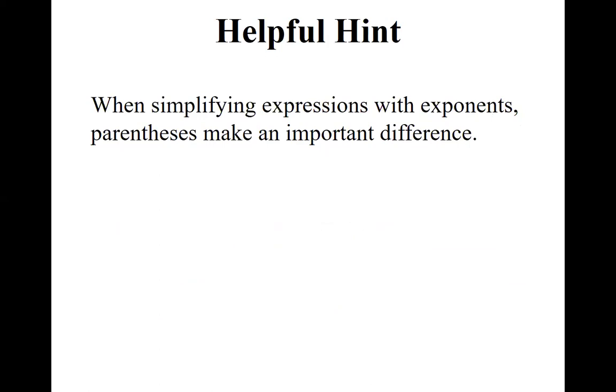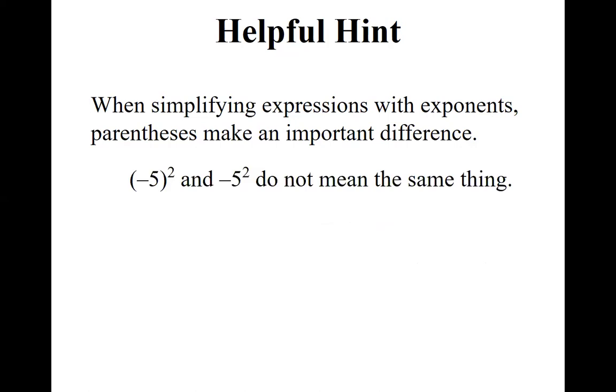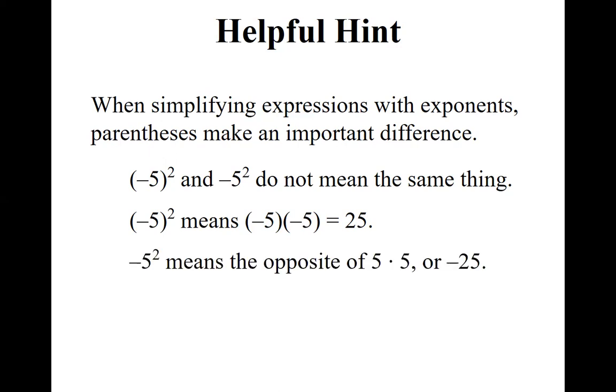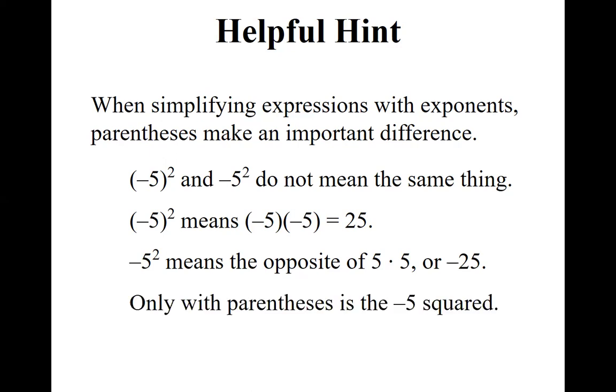And a helpful hint, since we're going to be dealing with negative numbers, simplifying expressions with exponents, parentheses will make an important difference. For instance, (-5) squared with parentheses and -5 squared without parentheses do not mean the same thing. With parentheses, that means -5 times -5, which would be +25. But without parentheses, it would mean the opposite of 5 times 5, which would be the opposite of 25, -25. So only with parentheses is the entire -5 squared.